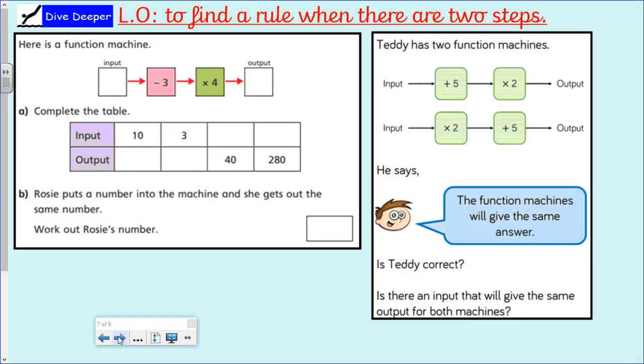Okay, I'll just briefly go over, dive deeper. So there's just 2 today, so please do have a go at them. Can you complete the table for this function machine? So take away 3, times by 4. So very similar to what you've been doing. These two look, you go in the opposite way. Rosie puts a number into the machine and she gets out the same number. Can you work out what Rosie put in?